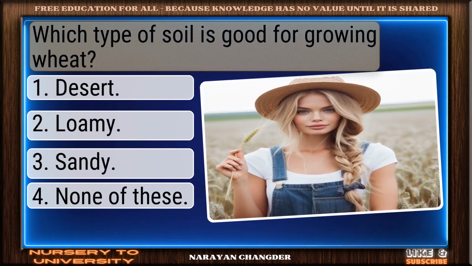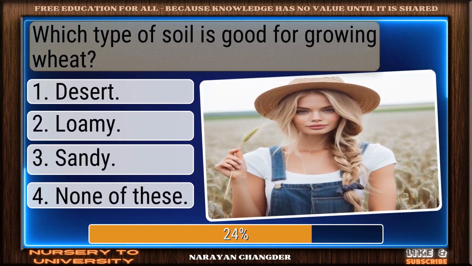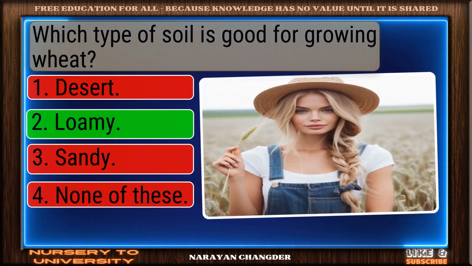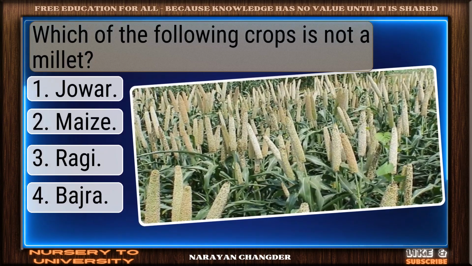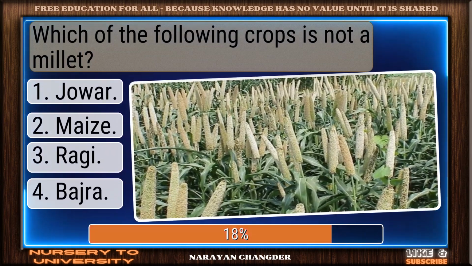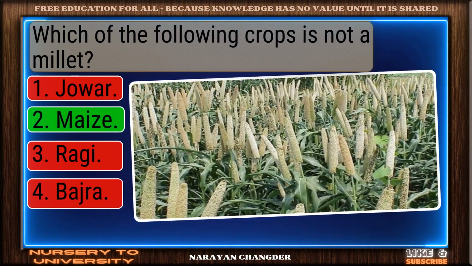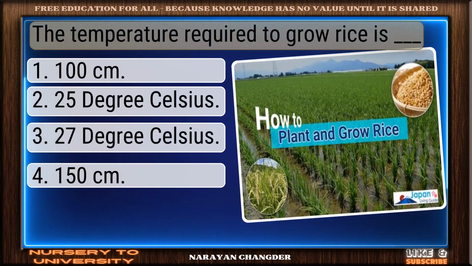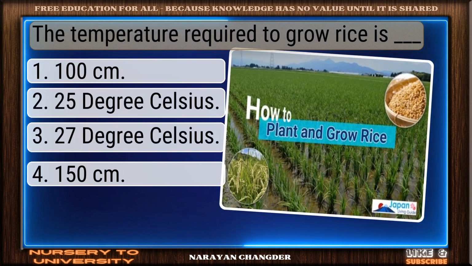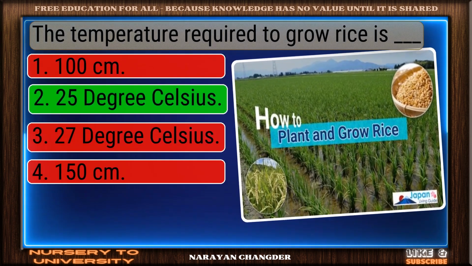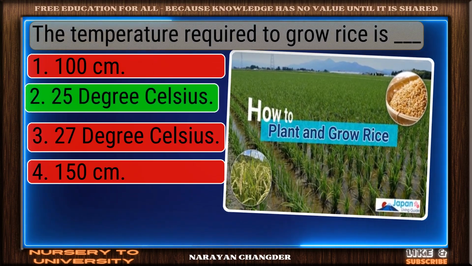Which type of soil is good for growing wheat? Good job. Loamy works well. Which of the following crops is not a millet? On track. Maize is correct. The temperature required to grow rice is dash. Nice work. 25 degrees Celsius fits perfectly.